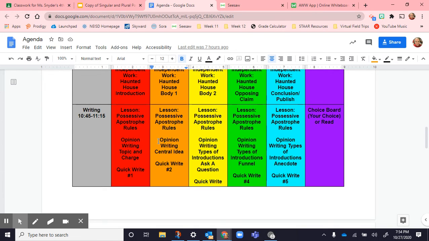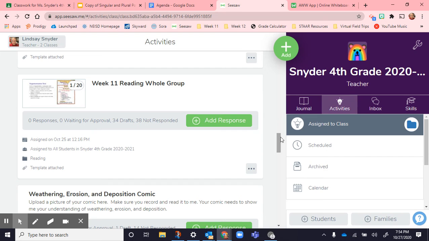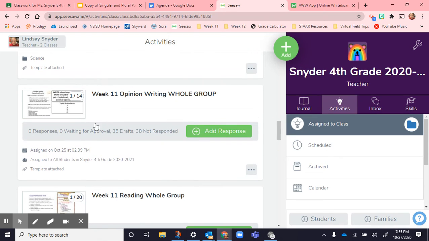And then we continued talking about writing and working with that central idea. Where am I going? Seesaw. Go to the writing that we started yesterday. So writing week 11, opinion writing. Open up your draft.